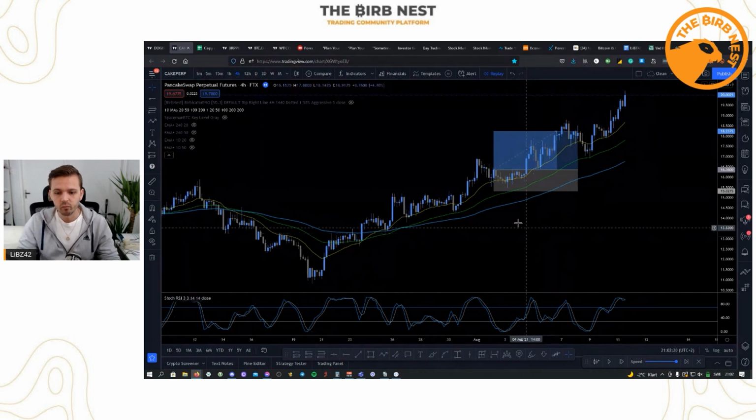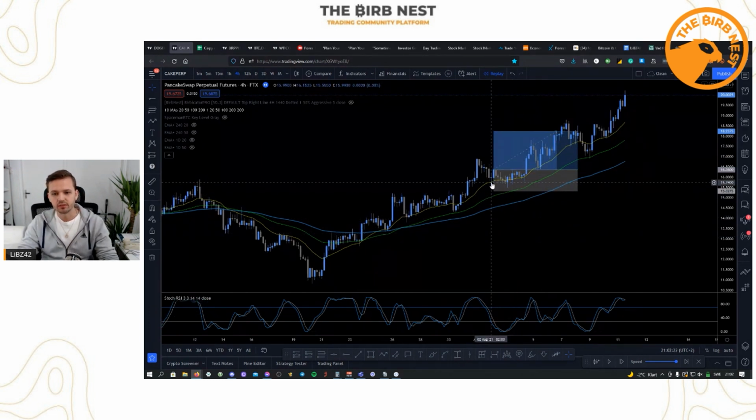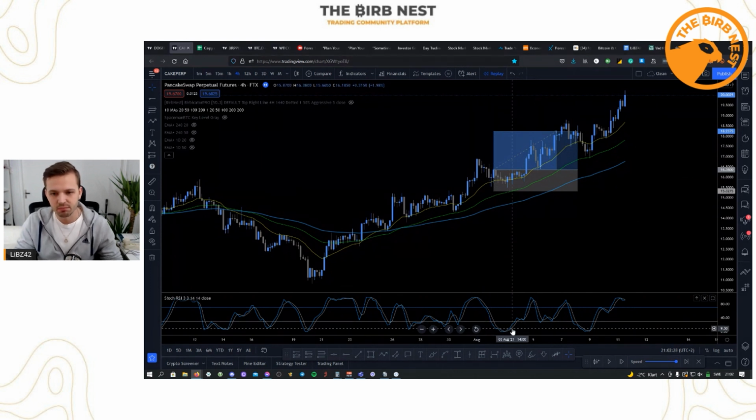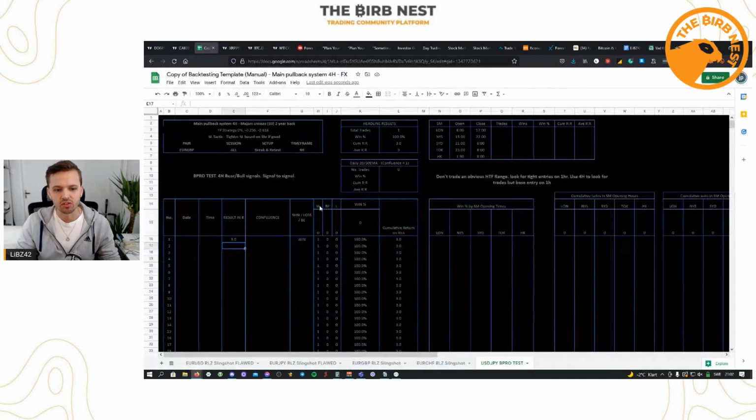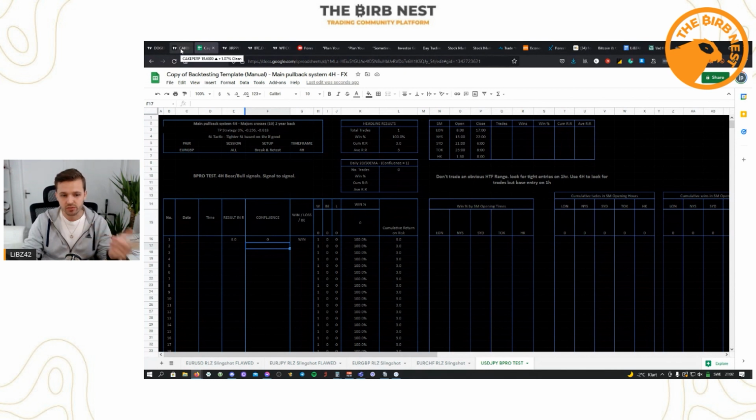And if we look at the stochastics RSI right here, the trigger would be to see a stochastics bull cross when entering, right? And we didn't get that, so we enter a 0 right here. Now, if we would get a stochastics bull cross below 30, that's one of my entry triggers, I would add a 1 right here.